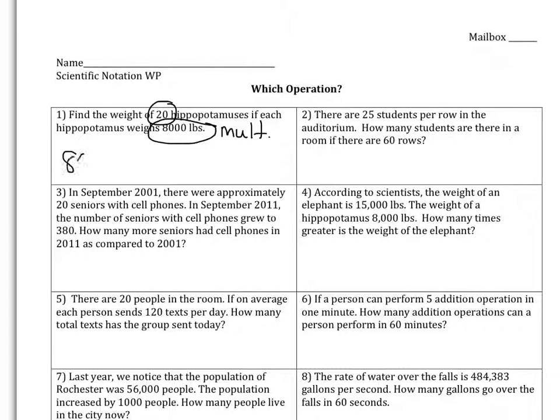So we're going to do 8,000 times 20, and we get 160,000. And we're not going to worry about scientific notation at this point. We're just going to worry about whether we add, subtract, multiply, or divide. Okay, look at number 2.